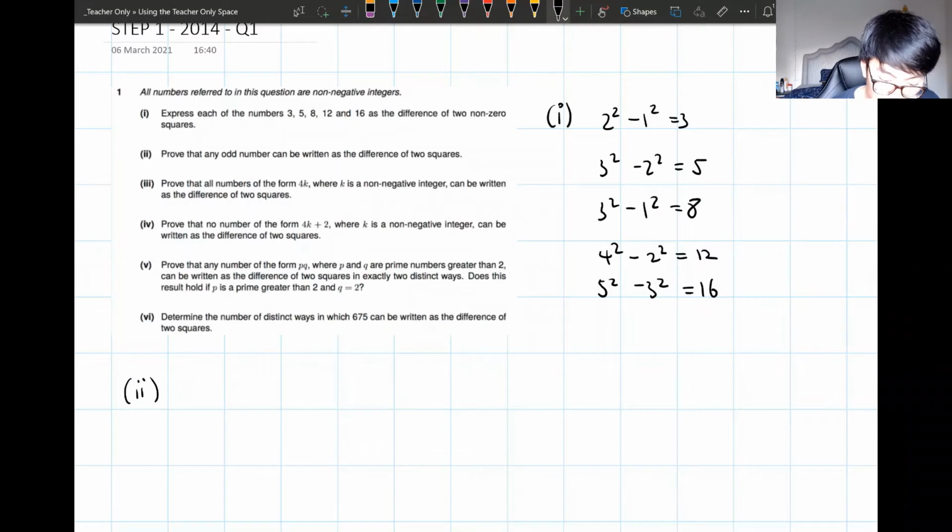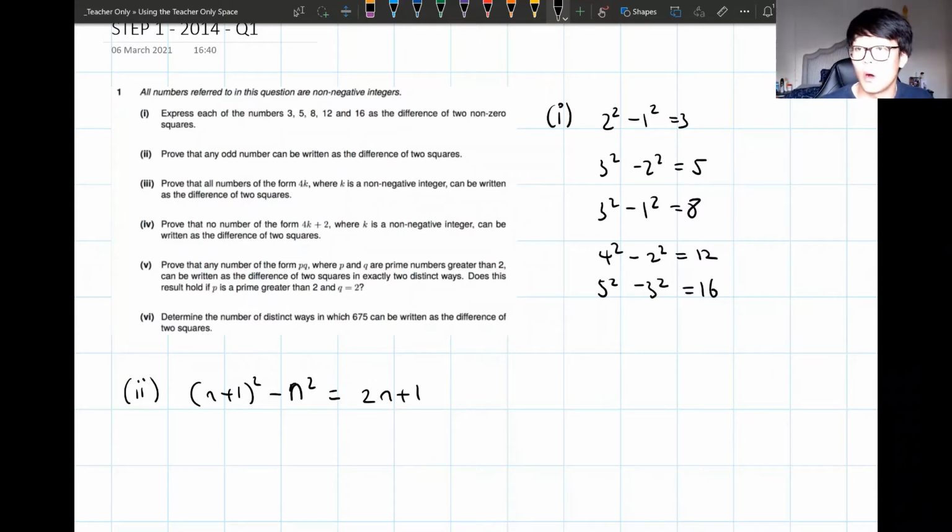Part 2, we need to prove that any odd number can be written as a difference of two squares. So bear in mind, from A levels, we know that we could represent any odd number by 2m plus 1 or 2m minus 1, say. And here, because we're talking about all non-negative integers, actually, if we consider the following, this should give you 2n plus 1, and so all odd numbers can be represented as a difference of two squares.